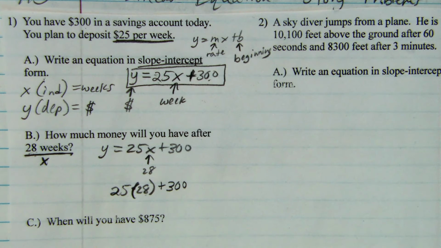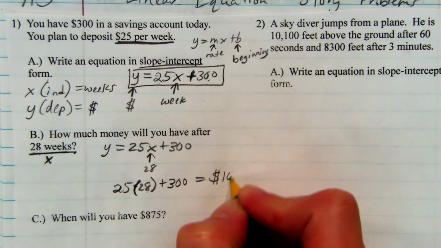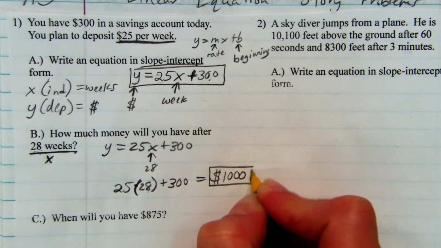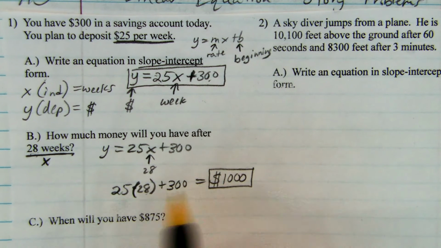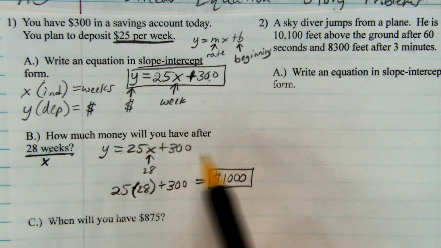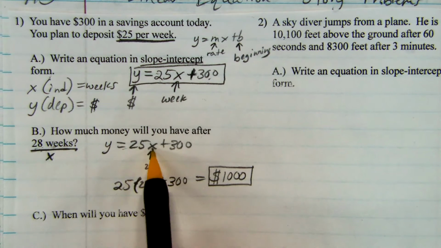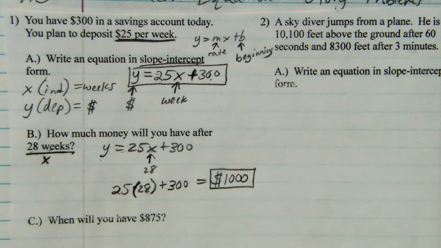Okay, so it's 25 times 28 plus 300, and it comes out to $1,000. So when they ask you questions, I don't want this video to be really confusing, so keep the chit-chat to a minimum. When they give you information, and you have this equation, you just have to figure out if they're giving you x or if they're giving you y and put it into the correct place. Actually, I have last year's notes right here. I should have just looked at it.